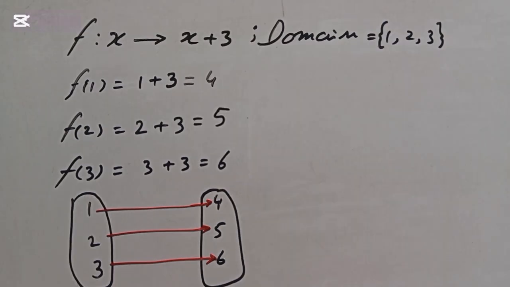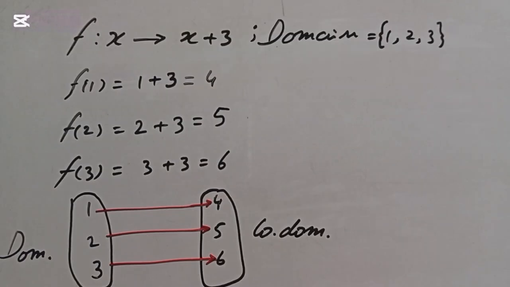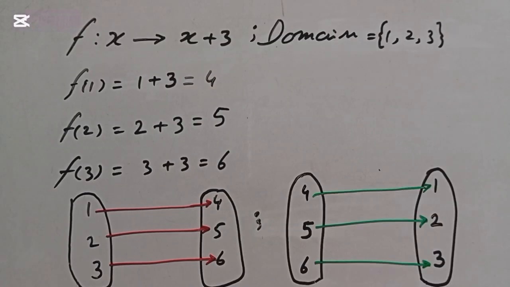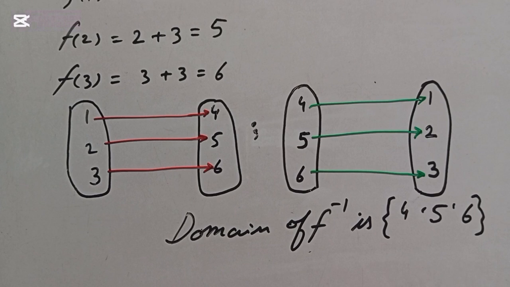If we reverse the direction of the arrows in this figure, that maps the codomain set into the domain set. We get a new function. This is the inverse of the said function. We will write it as f inverse. In this case, the domain of f inverse is {4, 5, 6}.